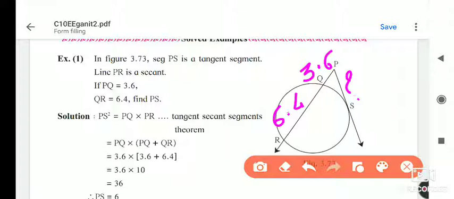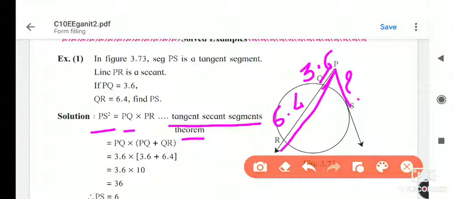Okay, it is very easy actually. So here one is a tangent and another is a secant, so we have to use the tangent secant segment theorem here. Now what is our theorem? If one is a tangent and another is a secant, and if they intersect each other externally, then PS square is equal to PQ into PR.